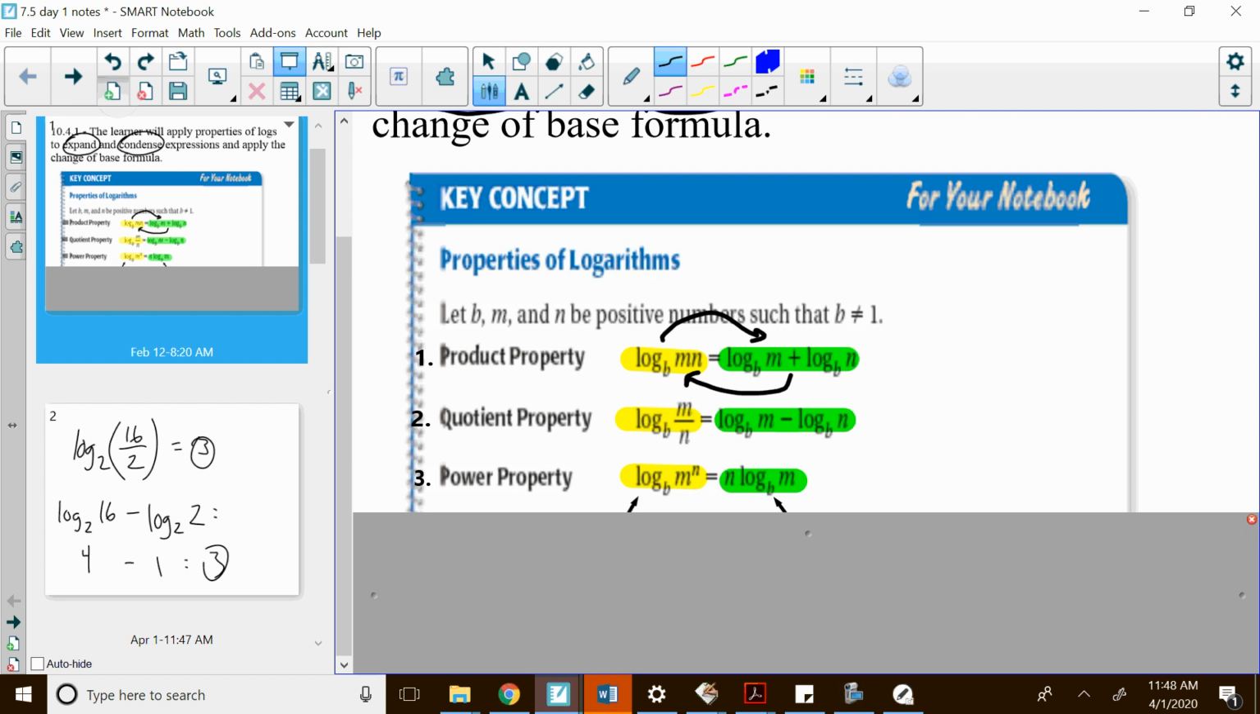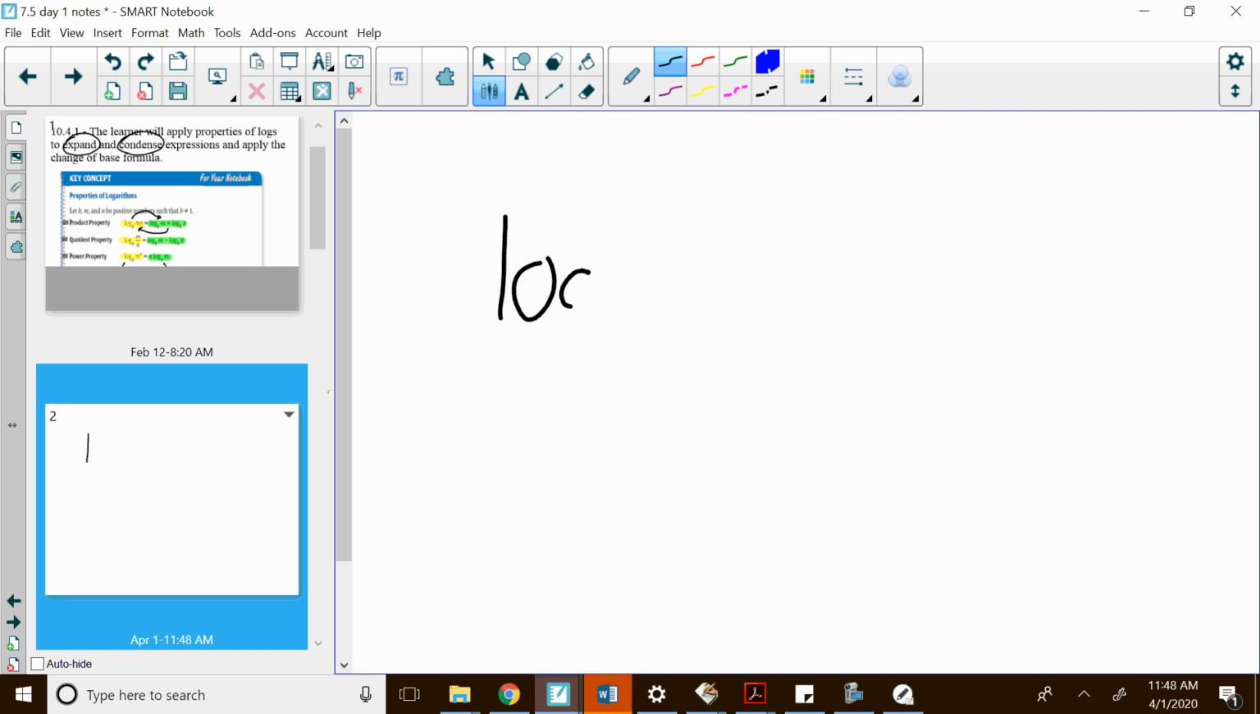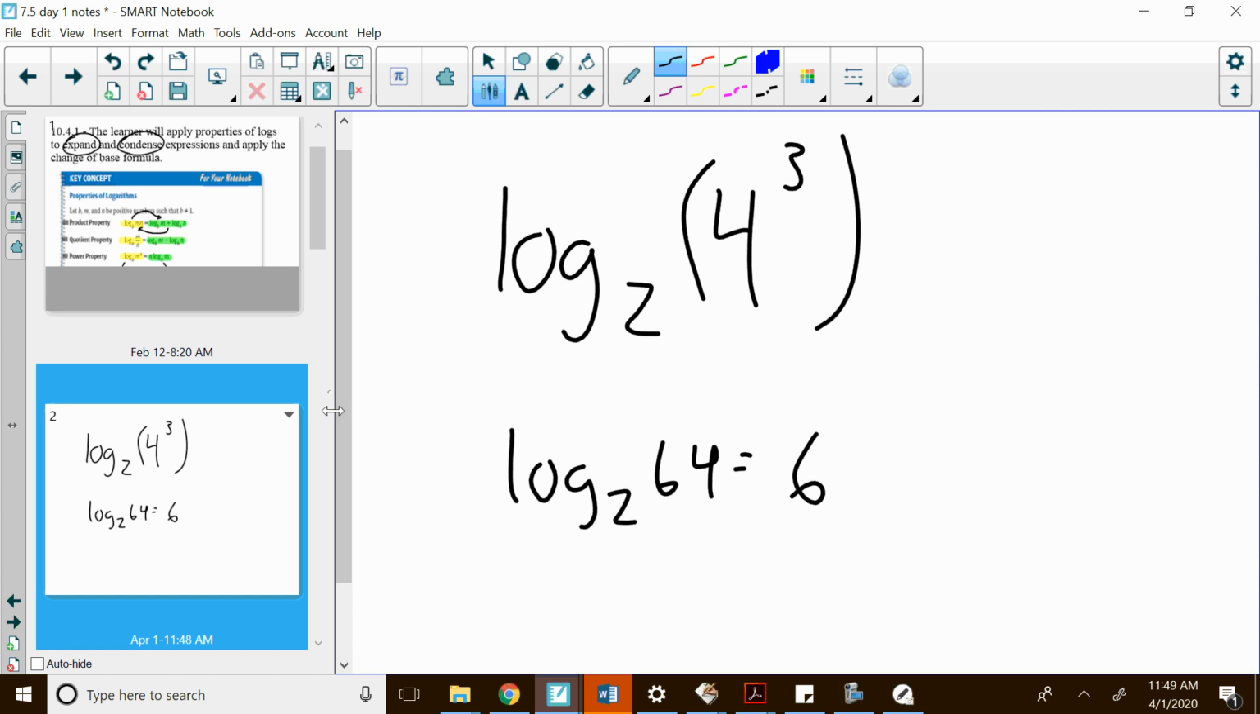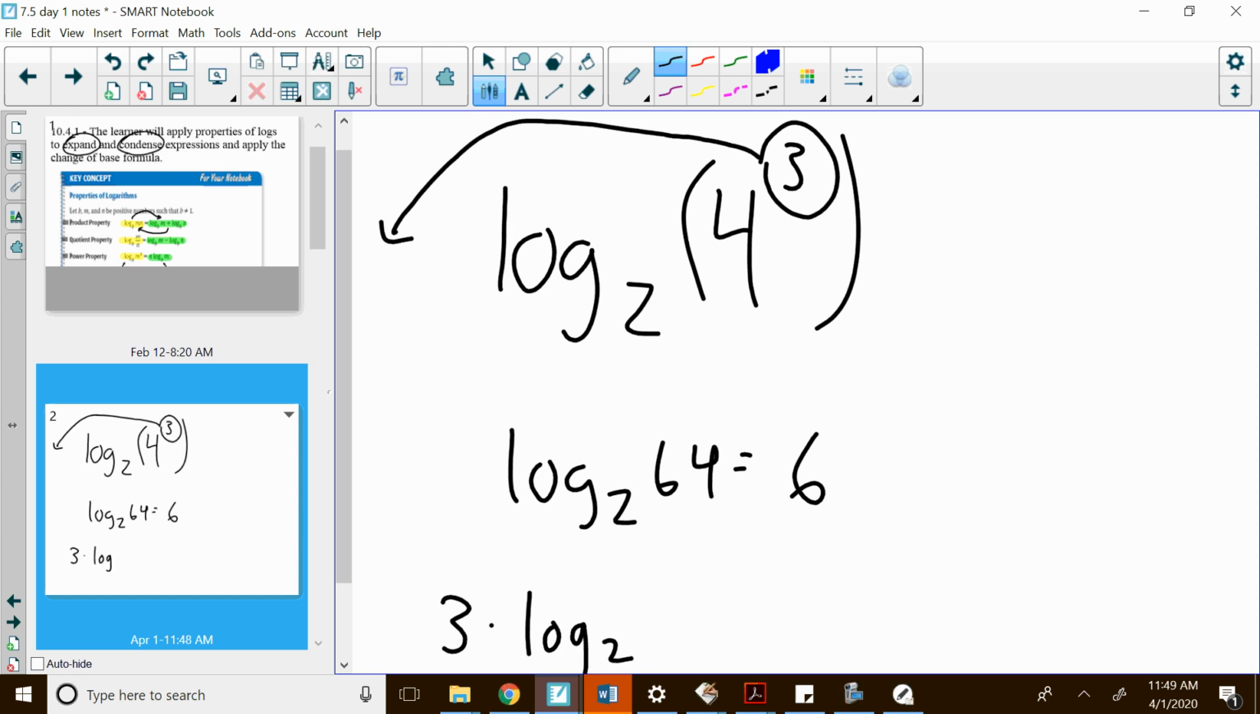So this is saying the log base 2 of, let's say, 4 to the third power. That's what we're taking the log base 2 of. Well, that's the log base 2 of 64. The log base 2 of 64 is equal to 6, right? 2 to the 6th power is equal to 64. Now, what the power property says we're allowed to do is take this 3 as a power, move it out front and multiply it. It's the same thing as 3 times the log base 2 of 4.